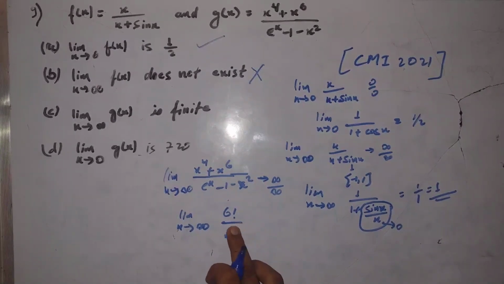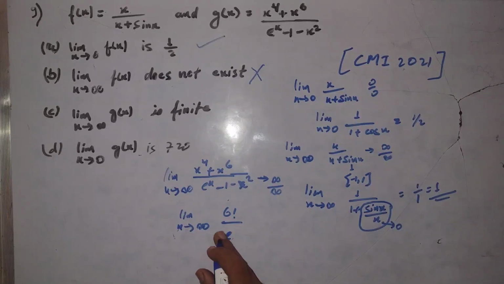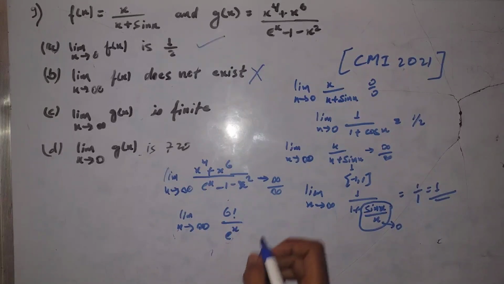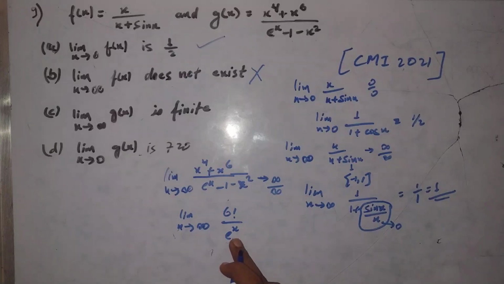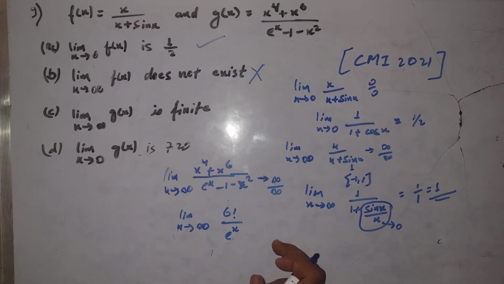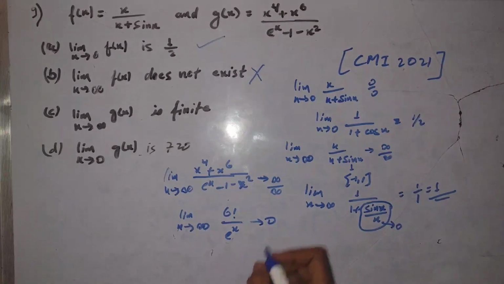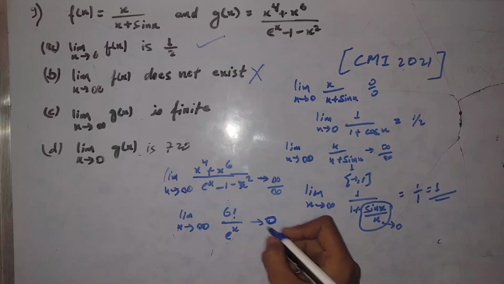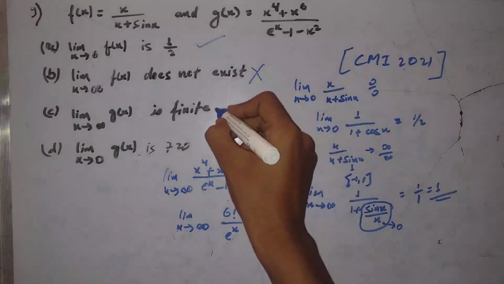because the derivative of e to the power x every time is e to the power x. Okay, now the numerator is a finite value, but e to the power x, when x tends to infinity, is infinity, so this is a finite value upon infinity, which is 0, so this tends to 0, and it's a finite value, so statement C is also correct.